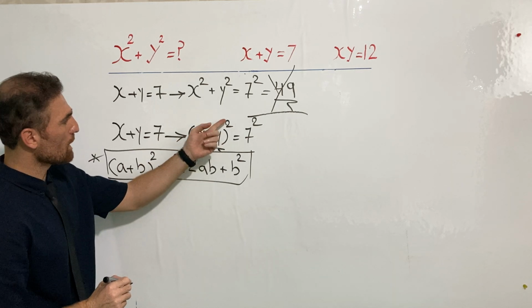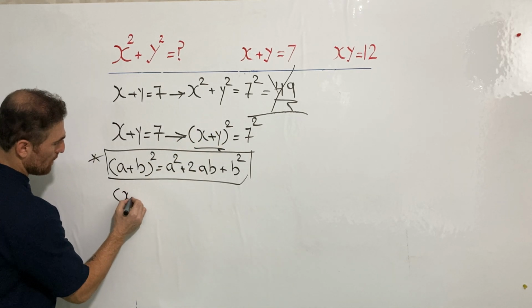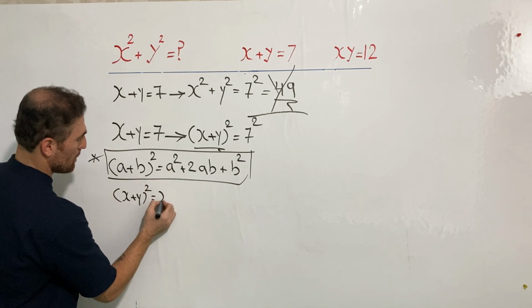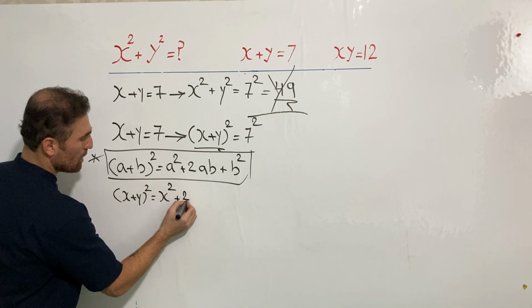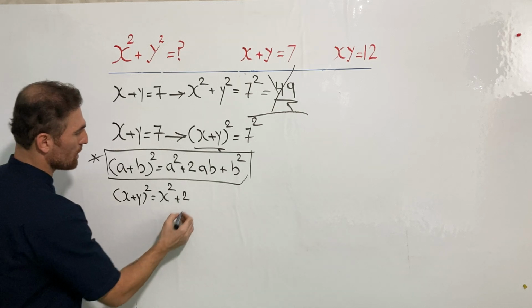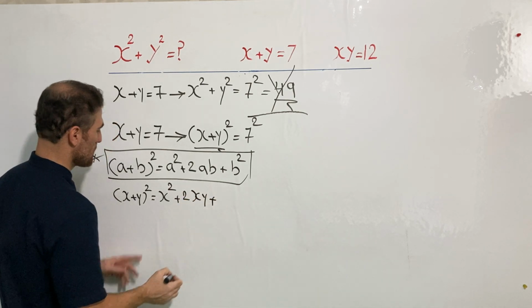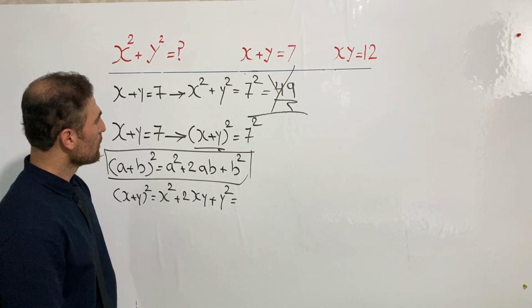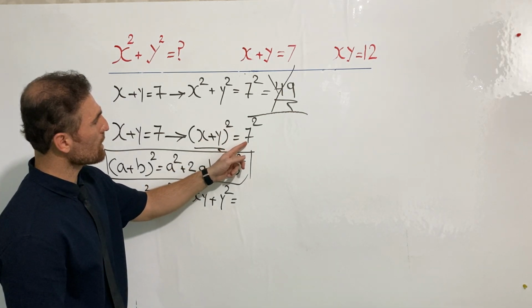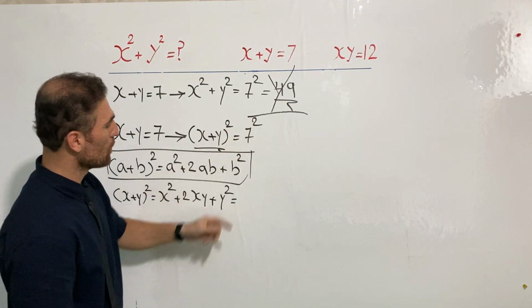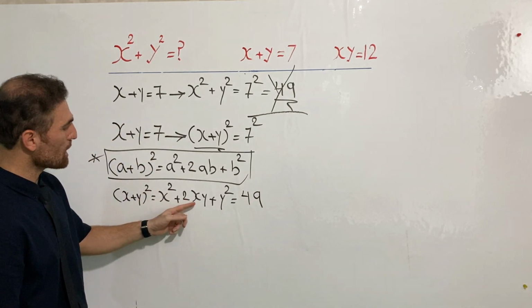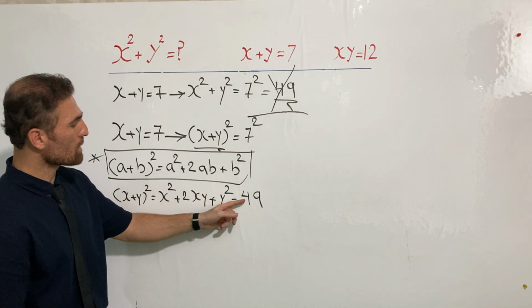So (x plus y) squared is going to be first term squared plus twice the product of the first term and second term plus second term squared. On the other side, we know (x plus y) squared equals 7 squared. 7 squared is 49. So we have x squared plus 2xy plus y squared equals 49.